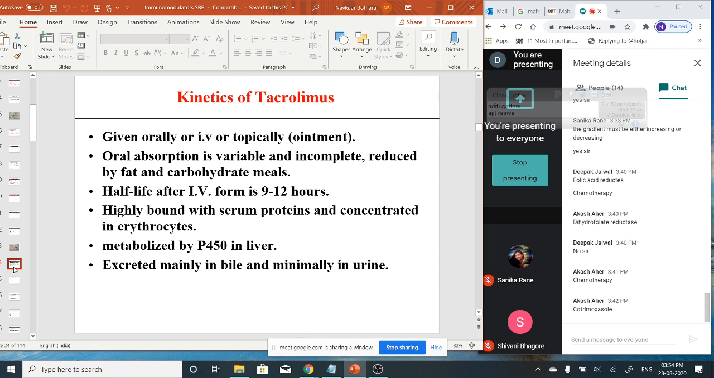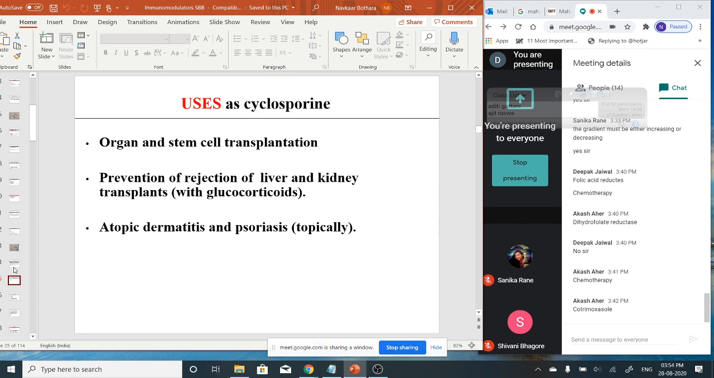Half-life after intravenous is around 9 to 12 hours, highly bound with proteins and concentrated in erythrocytes. Metabolized by cytochrome P450 in the liver, excreted mainly in the bile and minimally in urine. Again, same uses, that is organ and stem cell transplantation, prevention of rejection of liver and kidney transplants with glucocorticoids, atopic dermatitis and psoriasis. I told you, for immunological skin diseases, it is used.